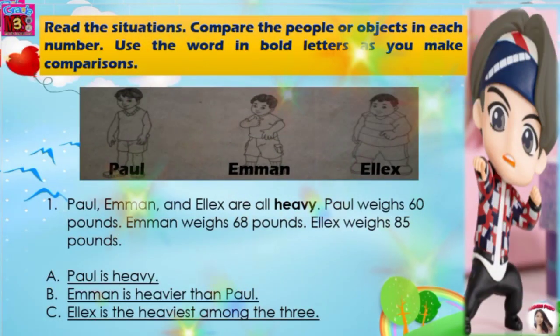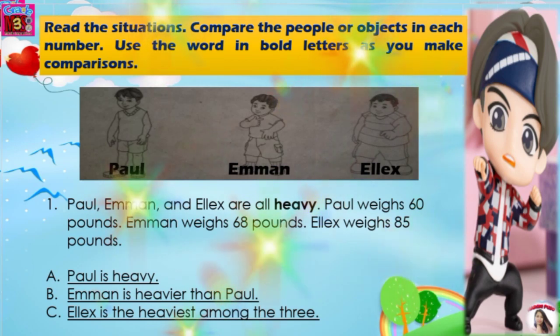Now, it's time for you to work on activity number 2. Read the situation. Compare the people or objects in each number. Use the word in bold letters as you make comparisons. Number 1 is done as your example.